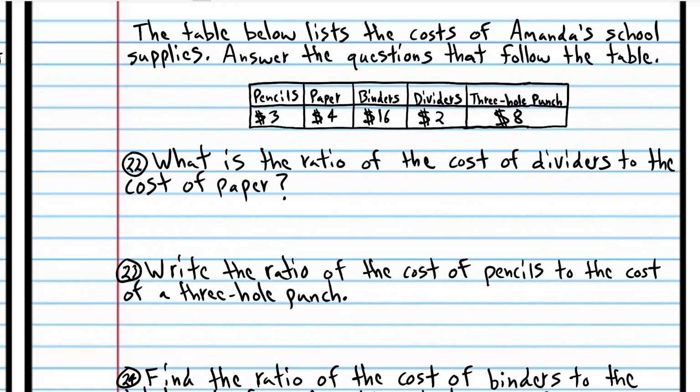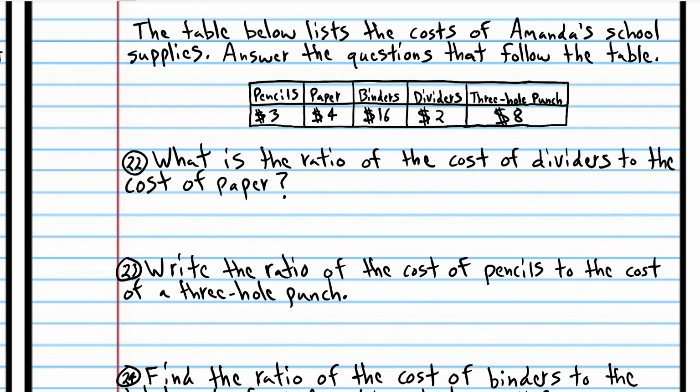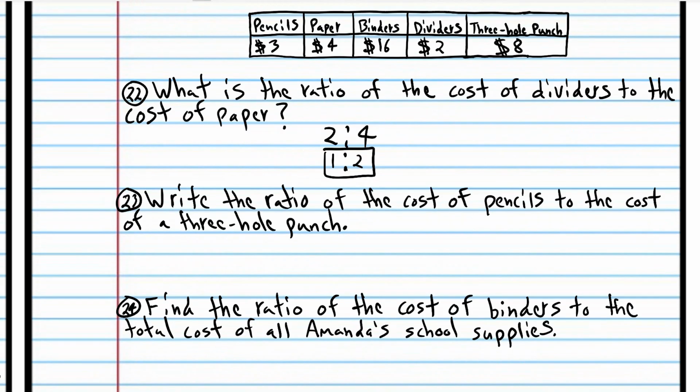So number 22, what is the ratio of the cost of dividers to the cost of paper? So dividers is 2 and paper is 4. So that's the ratio. But remember, it's traditional to write the ratio in lowest terms. And in this class, I always want you to write the ratio in lowest terms. So we're going to divide both numbers by 2, and we get 1 to 2. So that's the answer.